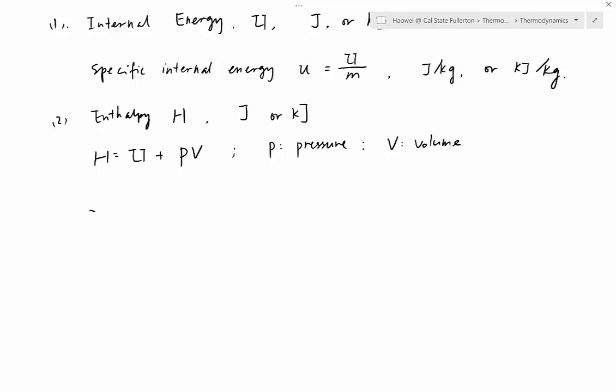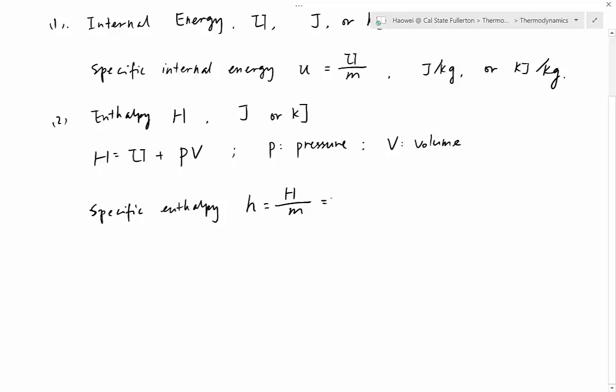And then, just like internal energy, we also have a per unit mass version, which we call specific enthalpy. Specific means per unit mass, so the definition is capital H, total enthalpy, divided by mass, and we use lowercase h for specific enthalpy.